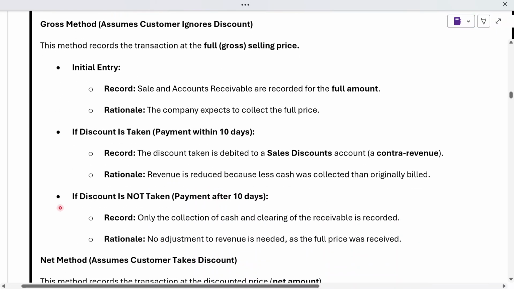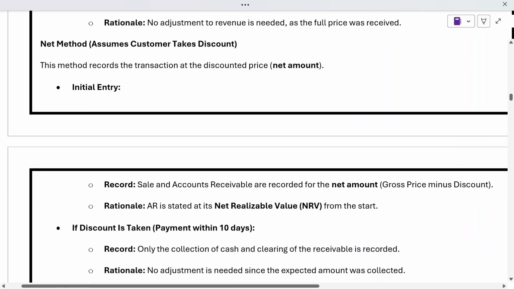Now what happens in the second case, if the discount is not taken and payment is after 10 days? Initially we thought $1000 will be received from customers and the customer is paying after 10 days, so he pays us $1000 as well. So there is no difference from what we thought, only the collection of cash and clearing of accounts receivable, and no adjustment to revenue is needed as the full price is received from the customer. Now let's see the net method as well.